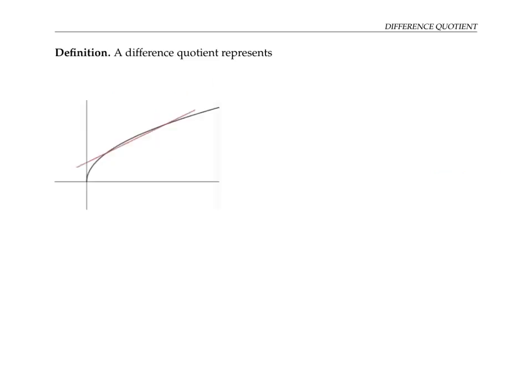Instead of calling these two locations on the x-axis a and b, this time I'm going to call the first location x and the second location x plus h. The idea is that h represents the horizontal distance between these two locations on the x-axis. In this notation, if I want to label this point on the graph of y equals f of x, it'll have an x-coordinate of x and a y-coordinate of f of x. The second point will have an x-coordinate of x plus h and a y-coordinate of f of x plus h.